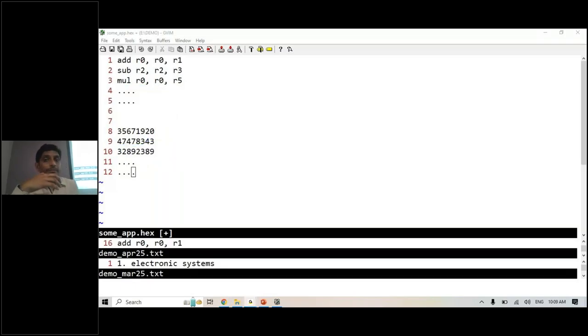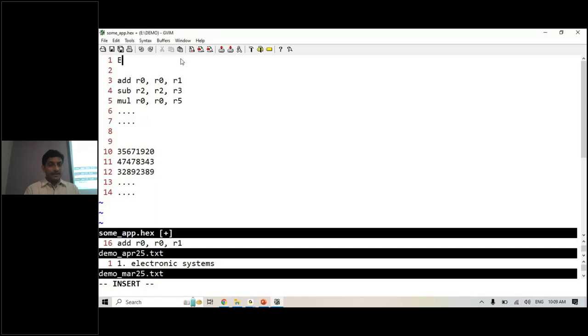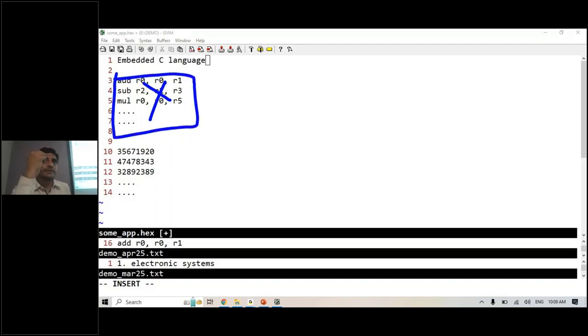So as an embedded system engineer, when I develop an application, I develop it in embedded C language. Using which language do I develop my application? Embedded C language, or you can call it C language. I won't even develop in this format, because doing it at assembly level is more difficult. I would rather do it in what? Embedded C language. There will be compilers.